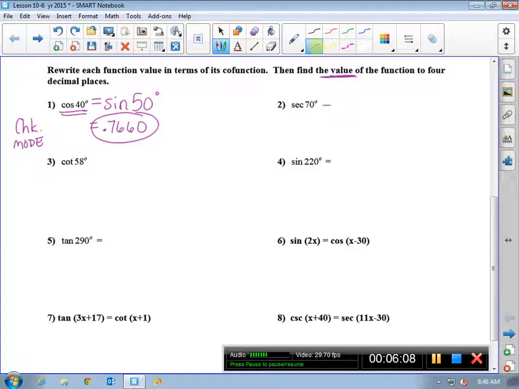Number 2, secant of 70 would equal the cofunction of the angle that would add up with 70 and give you 90. Hopefully you can do that in your head. That's 20 degrees. And now, how are we going to do the cosecant of 20 in our calculator? We don't have a cosecant button, but we have a sine button. And all we have to do is flip that. So 1 divided by sine of 20, and I have 2.9238.